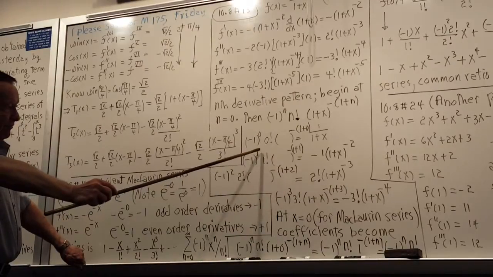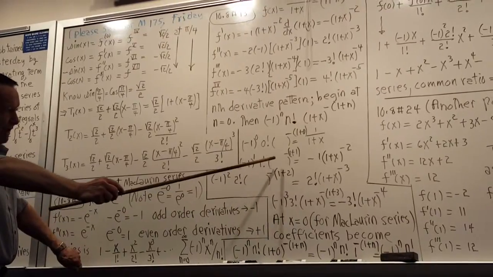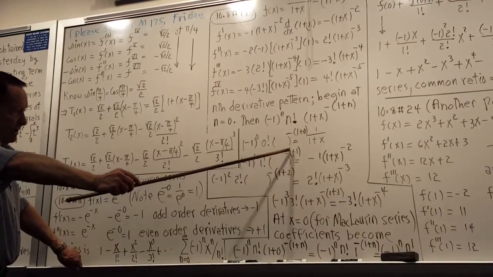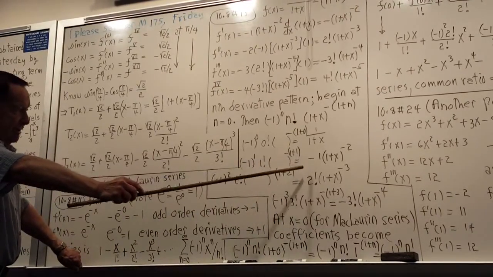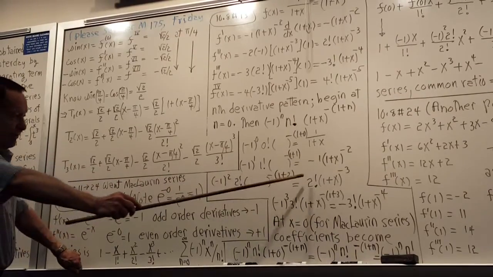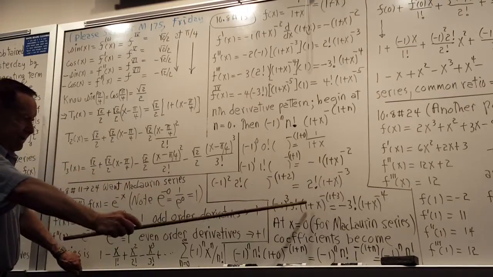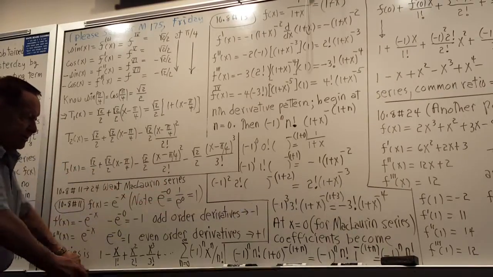Then first derivative, you'll have a minus here, 1 factorial your 1 plus x to the minus 2, like that. Then next you'll have plus 2 factorial, 1 plus x to the minus 3, then minus, and so on.